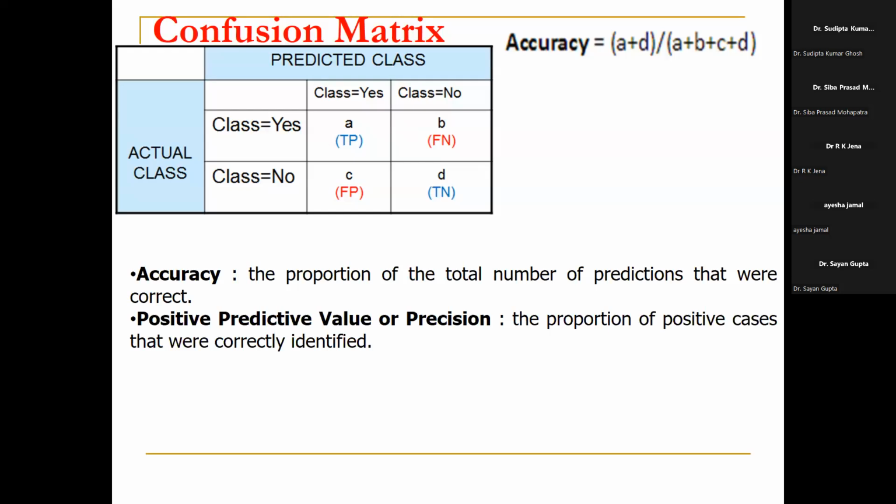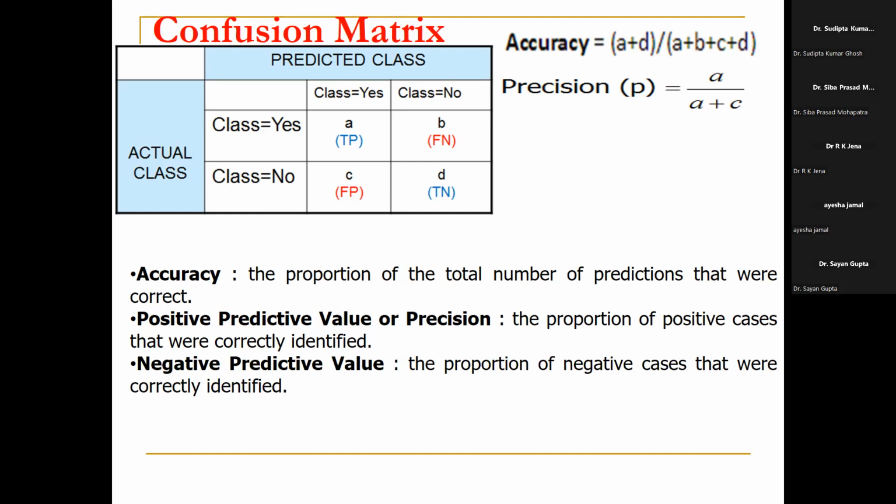The next is called precision. That is the proportion of positive cases that were correctly classified. Positive cases means yes. How many did our algorithm classify as yes? A and C. But out of this A and C, how many are correct? That is the true positive, that is A. So precision is A divided by A plus C. Precision is generally related to the type 2 error.